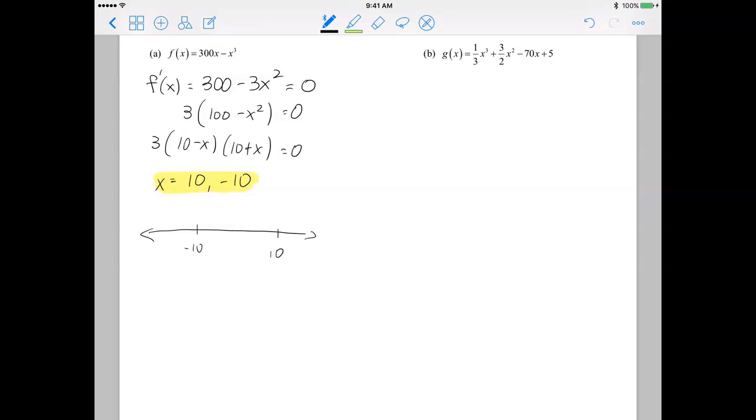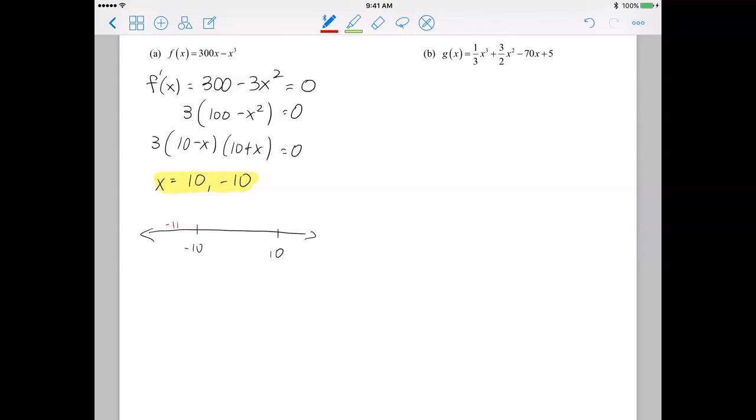Okay, so here's negative 10 and positive 10, and what I'm going to do is check numbers from each interval here to determine if the derivative is positive or negative. Okay, so in this first section, I could try negative 11, or really anything that's less than negative 10.